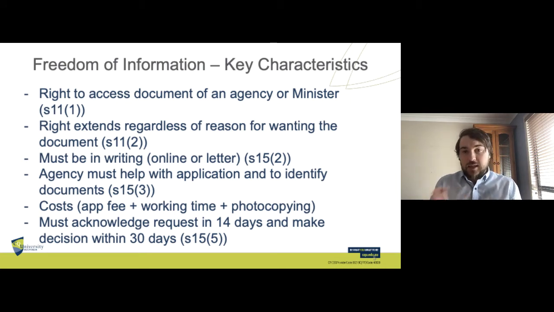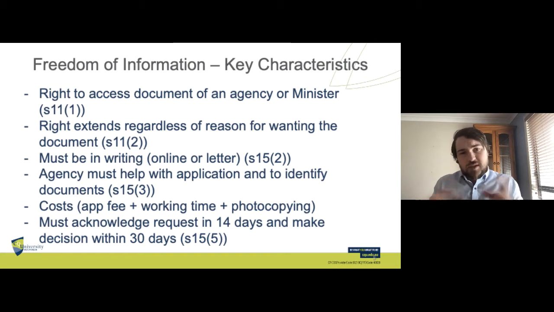There is a little bit of scope if the request is really large to push out that 30-day limit, but that needs to be clearly explained to the applicant. They can say, yes, we've received your request. Yes, we're going to give you these documents, but it's going to take us a long time to track that down, or it's going to take us a long time to photocopy those all. So we won't have it to you in 30 days. We might have it to you in 45 days.